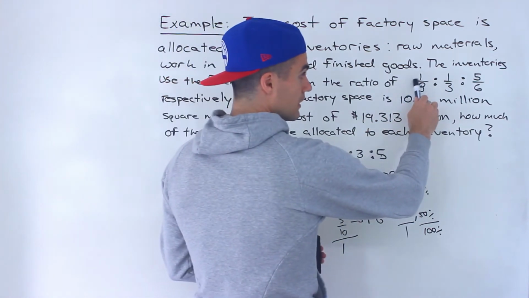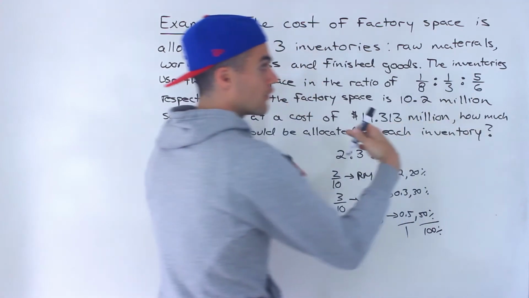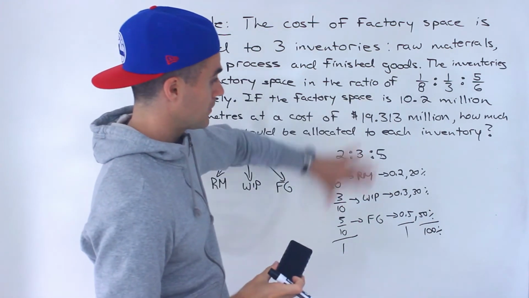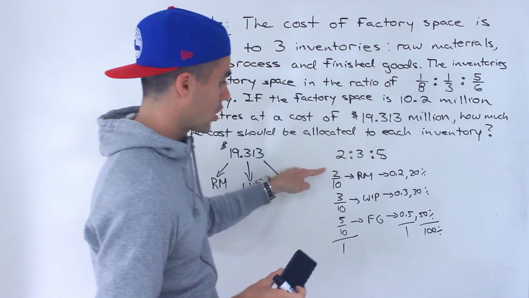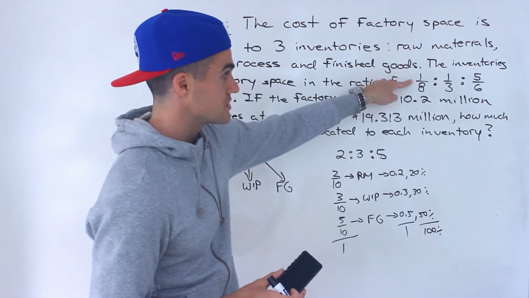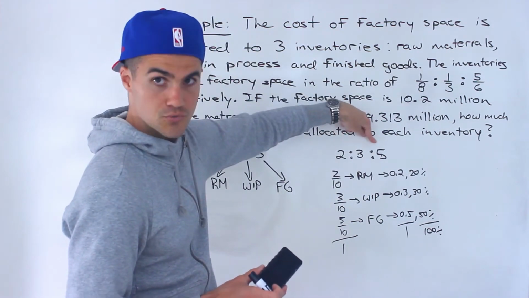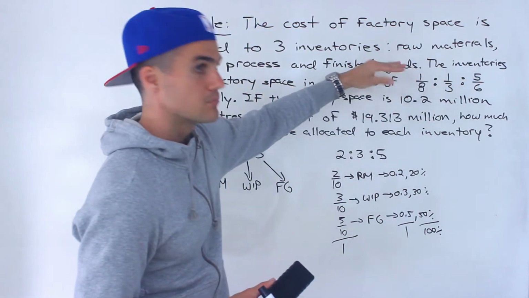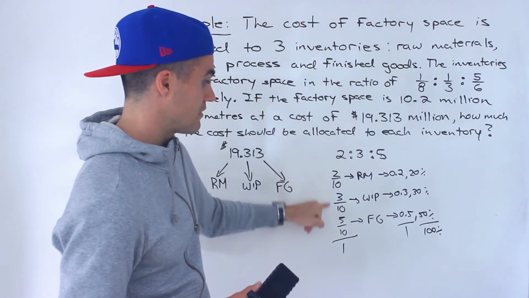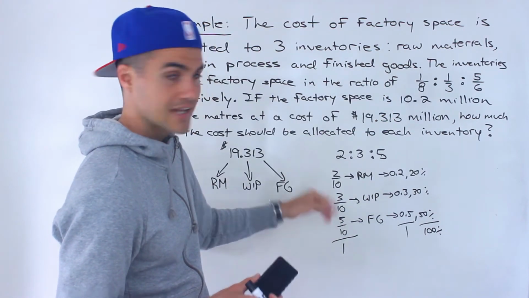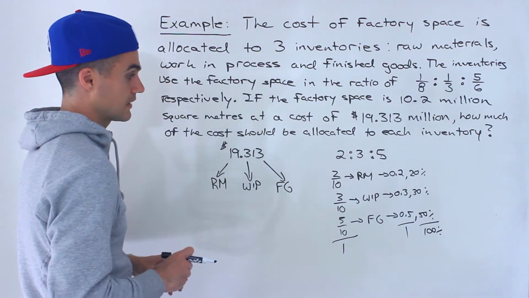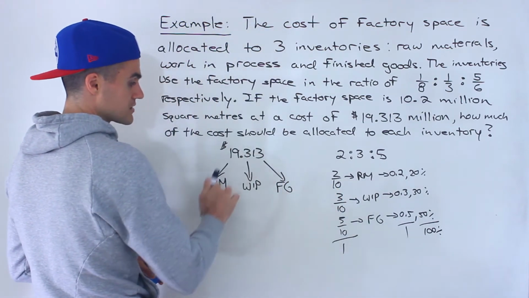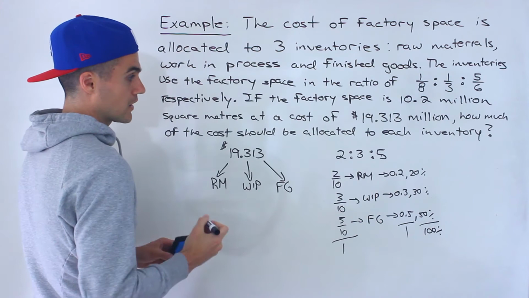Same thing here. Those are fractions, but they're not going to add up to 1. I don't want you getting confused. These fractions, because they're within a ratio, are like these whole numbers. We're still going to have to go through the same process of adding all of them up and dividing each fraction by that total, to get the actual percentage of factory space being taken up. Then once we have these fractions, we'll multiply them by this cost to get each respective allocation.